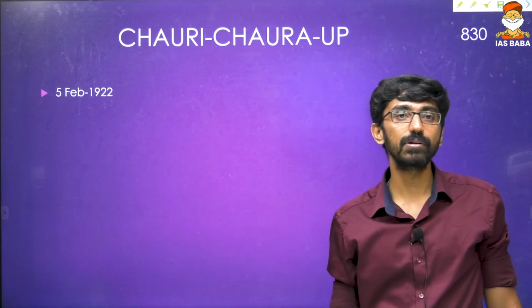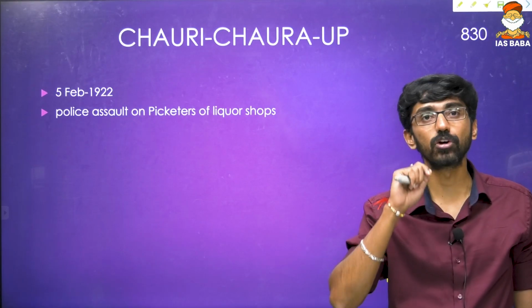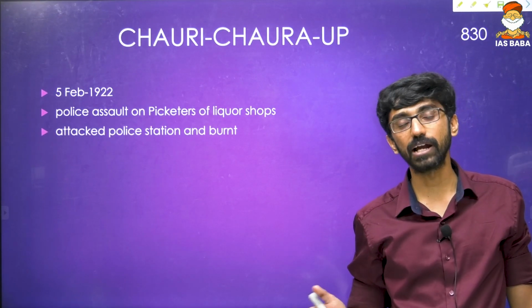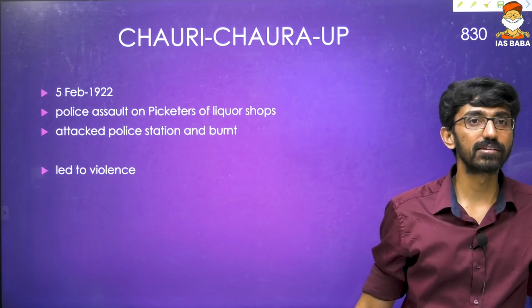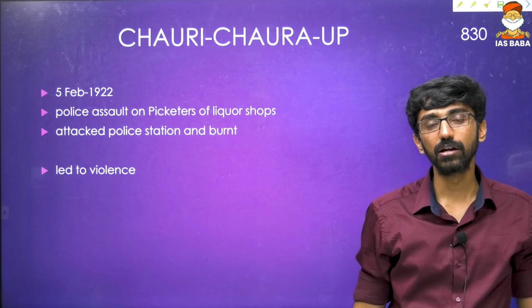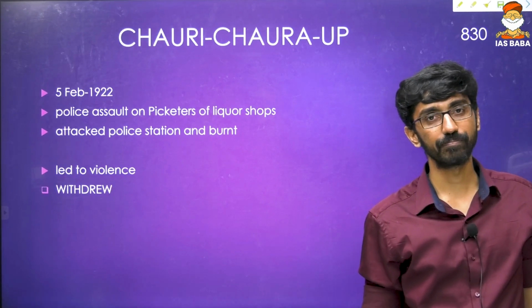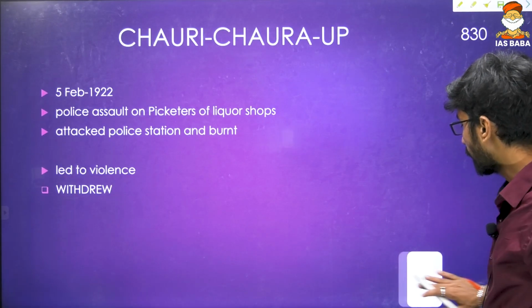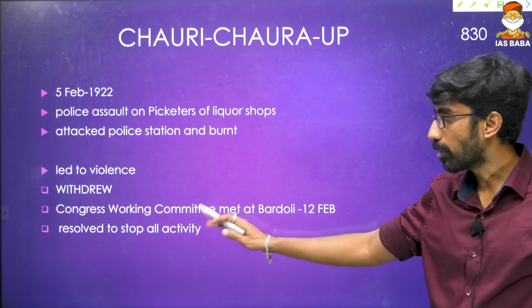But the Chauri Chaura incident happened on 5th February 1922, four days later, where the police assaulted some volunteer groups who were picketing liquor shops, and that led to clashes between these groups. They attacked the police station, the police station was burnt, and it led to violence in which many people got killed. And in this violent atmosphere, Gandhiji withdrew the non-cooperation movement. Okay, so this is about the entire non-cooperation movement. He asked people to concentrate on constructive activity. He resolved to stop all political activity.